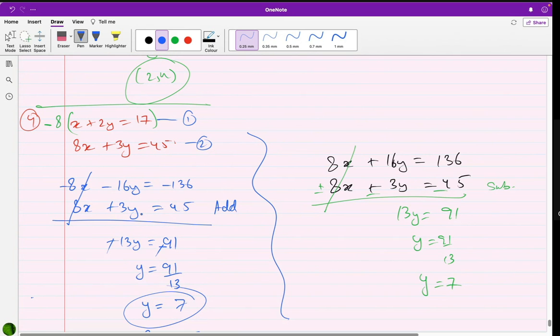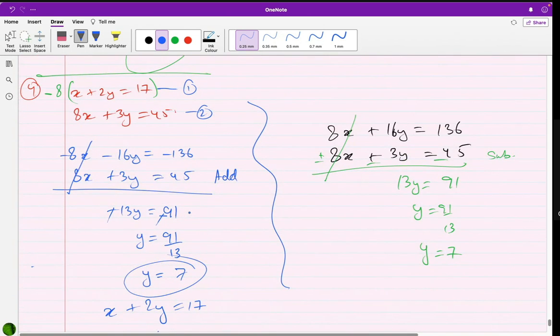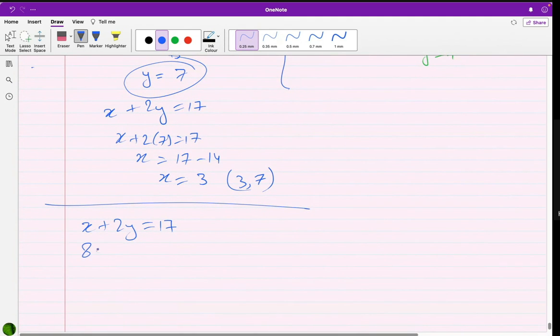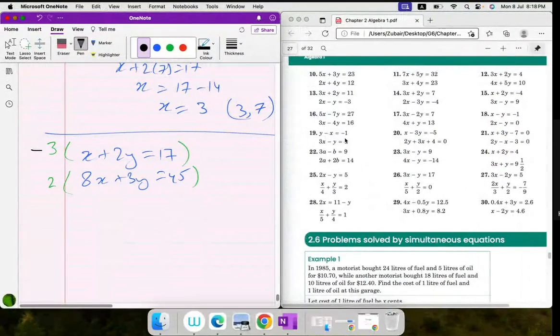Now what we can do is x plus 2y equals 17. I'm copying the same equation again. x plus 2y is equal to 17. And 8x plus 3y equals 45. Now if I want to get rid of y, I will swap their coefficients. Only then we can have same y. And again, either you choose this way or you put a negative sign with one of these, both will give you the same answer. Getting it?